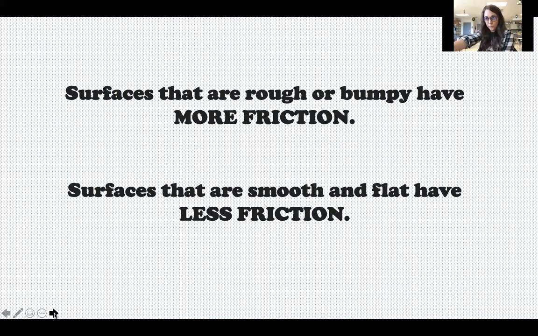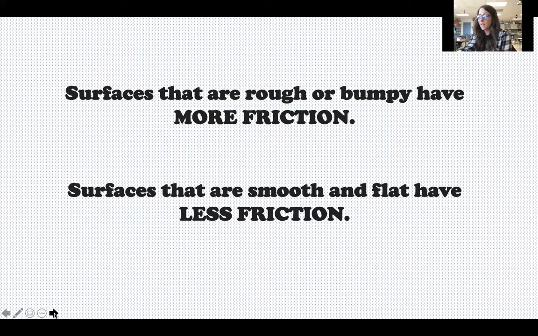That means it has more force pushing against you, making it much more difficult for you to ride your bike or roller skate or skateboard. Okay. Smooth flat surfaces have less friction. They have less force pushing against you, so it's much easier to do those things.